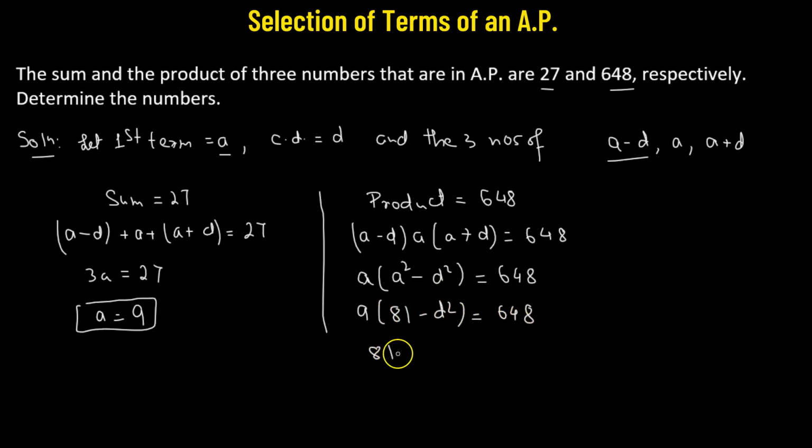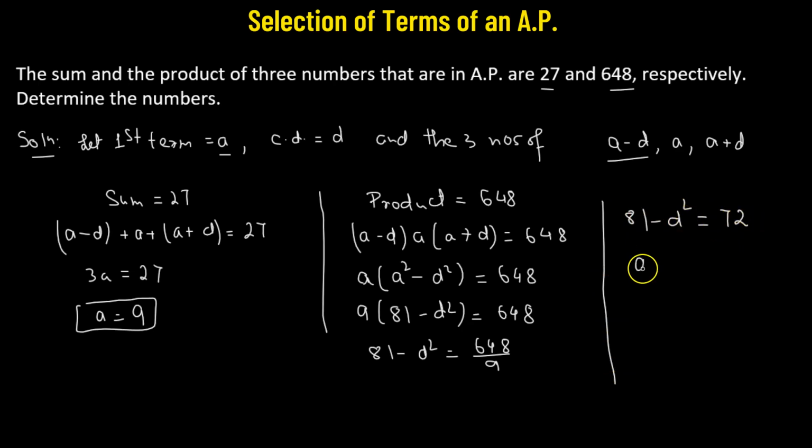So we have 81 minus d squared equals 648 divided by 9. So 648 divided by 9 gives us 72. So we have 81 minus d squared equals 72. Solving for d squared, we have d squared equals 81 minus 72, so d squared equals 9, or d is equal to plus or minus 3.